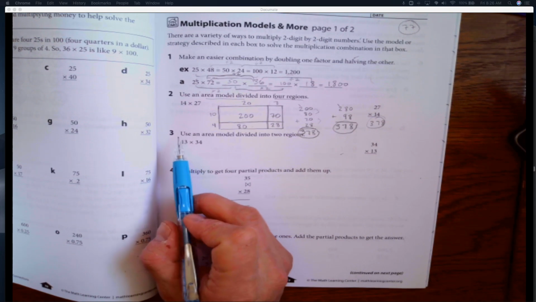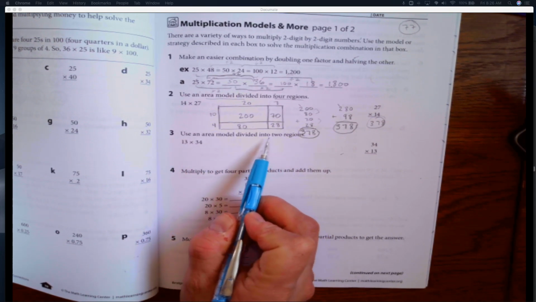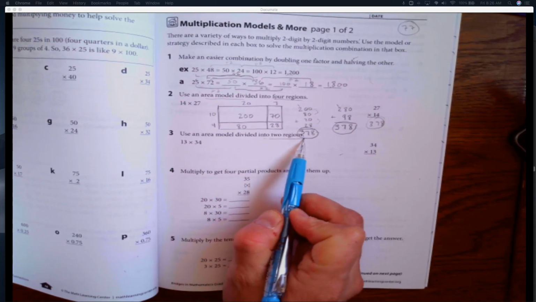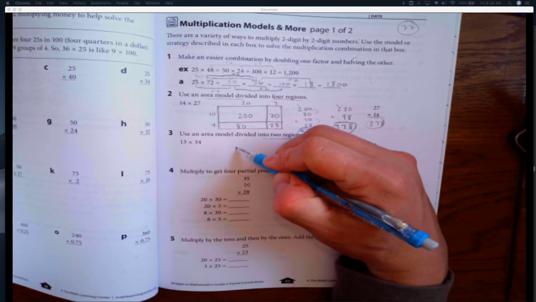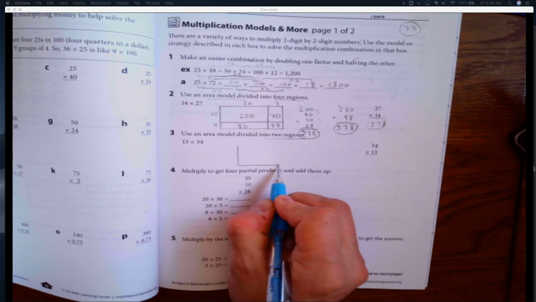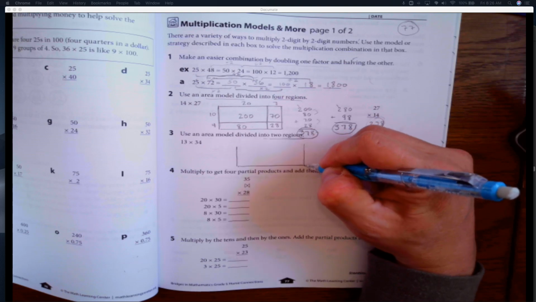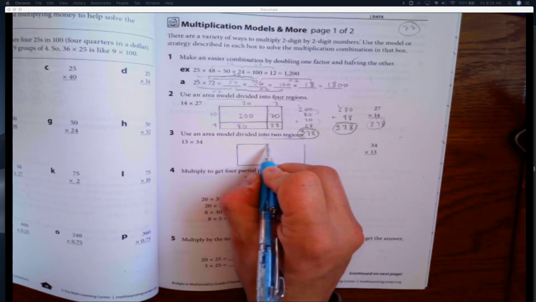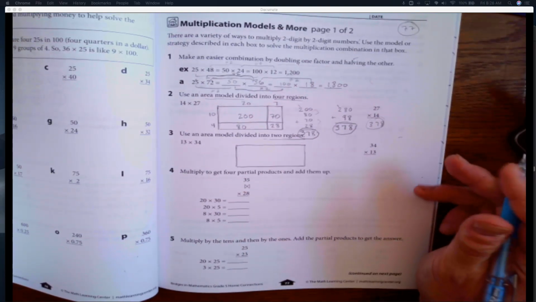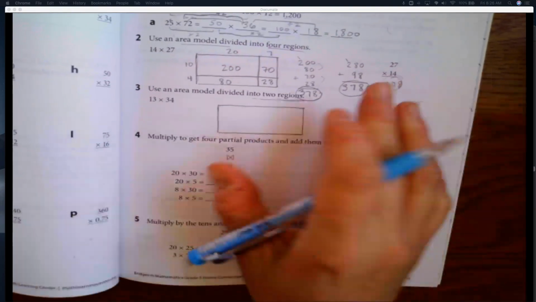Okay, so this number 3 says use an area model divided into two regions. Two regions. So we're going to do the same thing. We're going to draw a rectangle. We haven't really worked on this before. We haven't done the two region model yet. So this might be new to some of you. Our two region model. Let me get a little closer. Maybe that'll help.